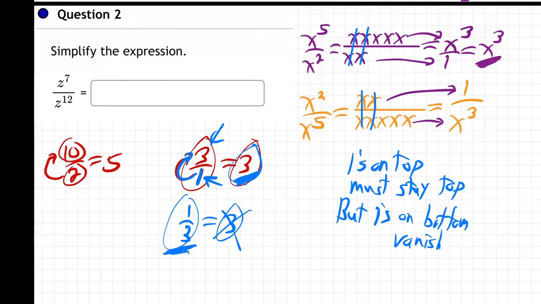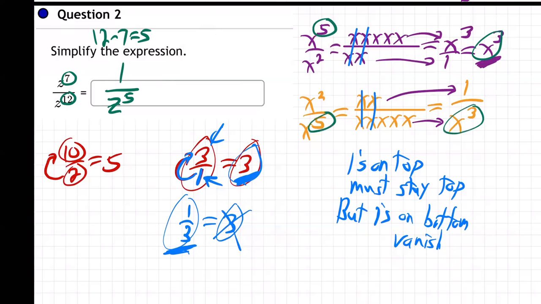Let's do exactly that. So I'm going to come in and go 12 minus 7. That's going to be 5. And that goes on the bottom because the bigger power is on the bottom. So wherever the bigger power is, that's where the answer is. If the bigger power is on the top, the answer is on the top, meaning over 1. If the bigger power is on the bottom, the answer is on the bottom. So there we go. You always have the answer wherever the bigger power was.